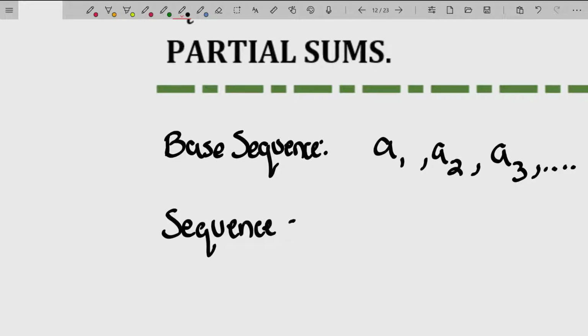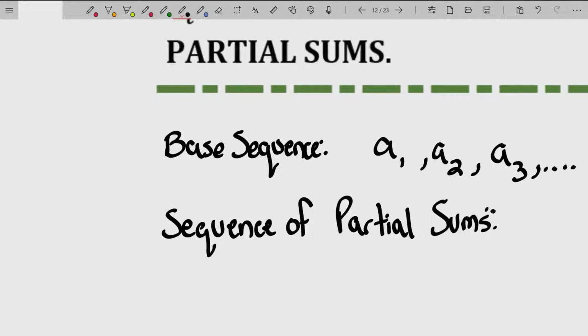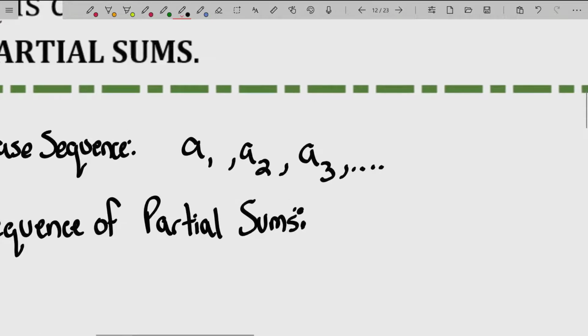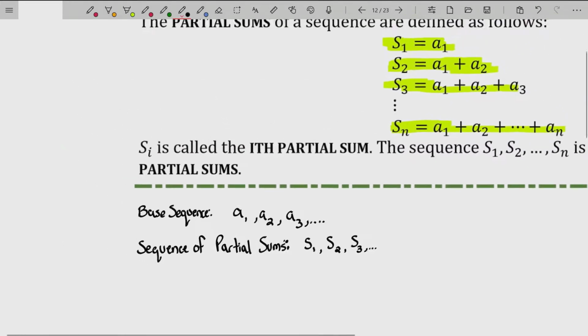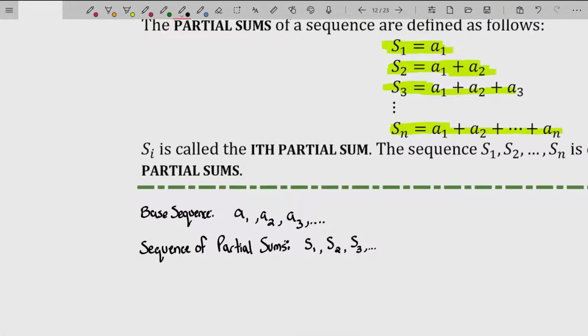Sequence of partial sums. This is where it gets a little confusing, I think, for students. The sequence of partial sums is not A1, A2, A3, but S1, S2, S3, and so on and so forth down the line. It is basically just a brand new sequence built from your base sequence, and this brand new sequence is just the partial sums. S1 is the sum of the first element, S2 is the sum of the first two elements, S sub 3 is the sum of the first three elements, and so on and so forth.